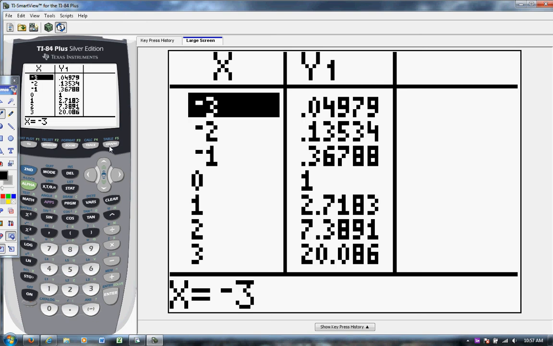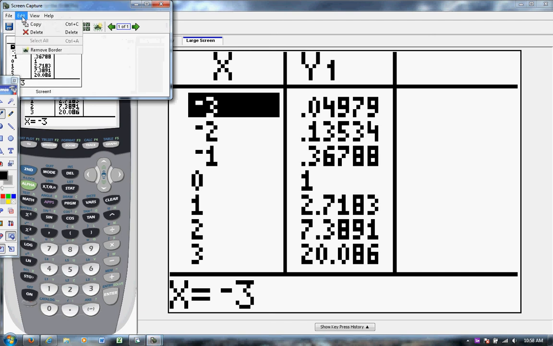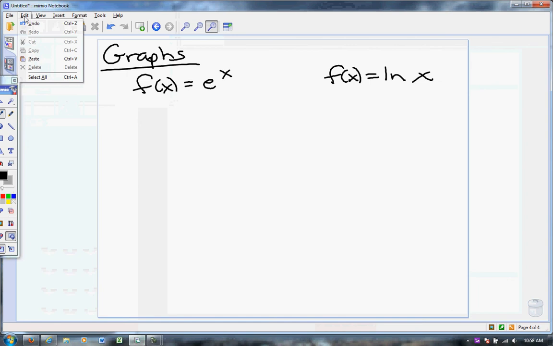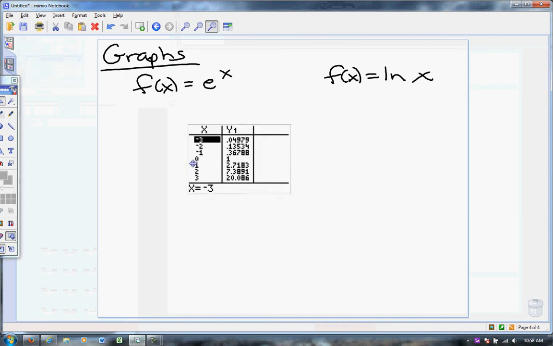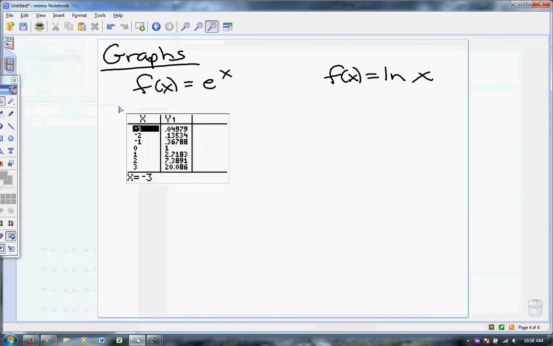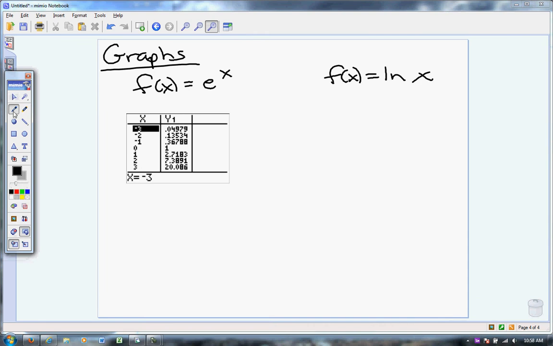So there's our values for the exponential function. We can see it growing, of course. And like I said, as we move along, we can see this thing growing. All right? Now, let's do this with the natural log function.